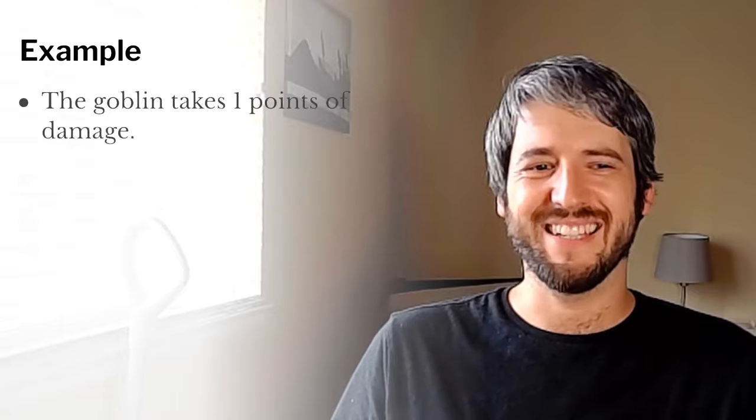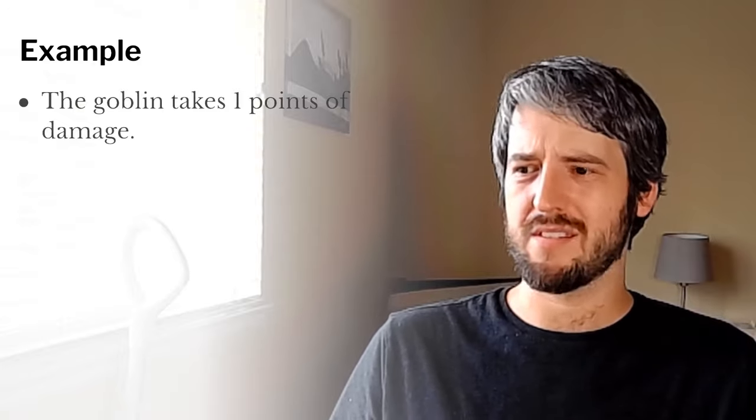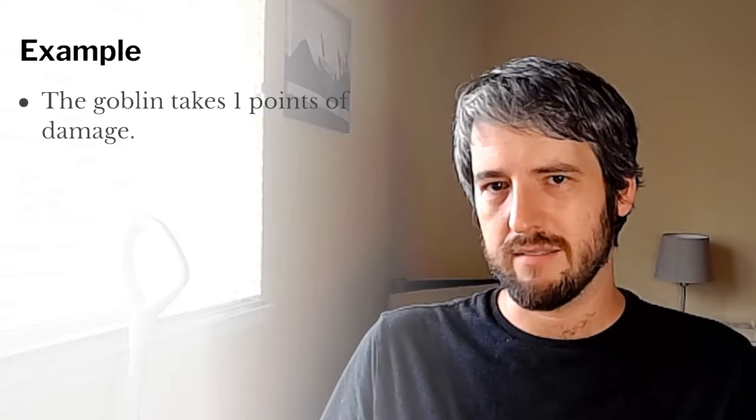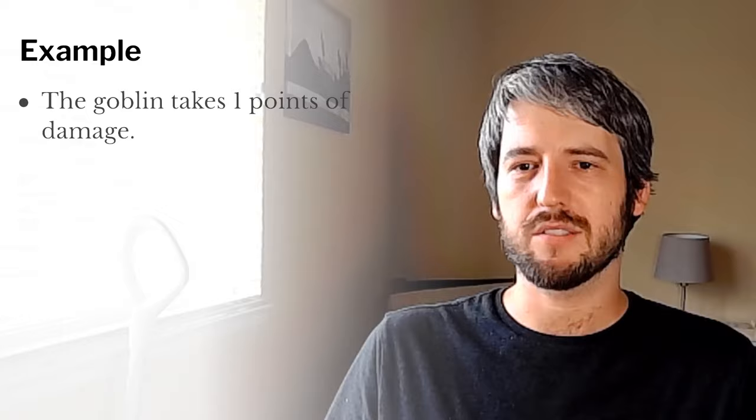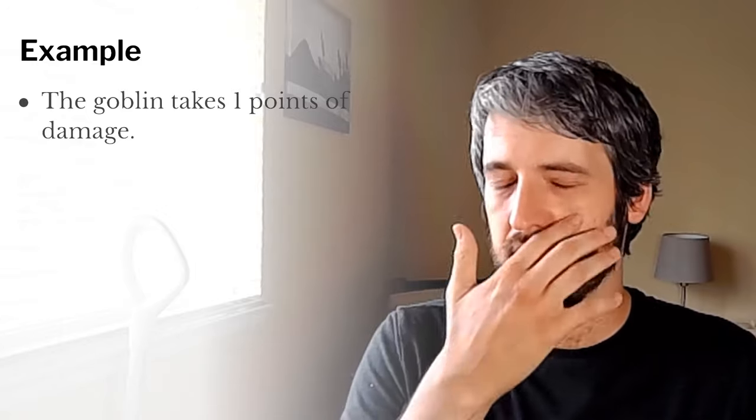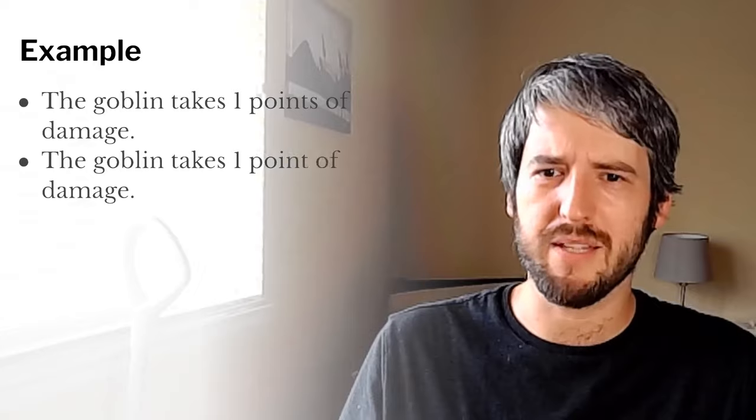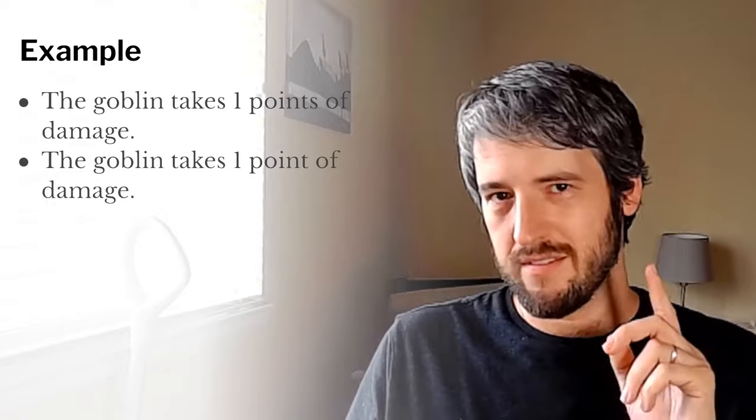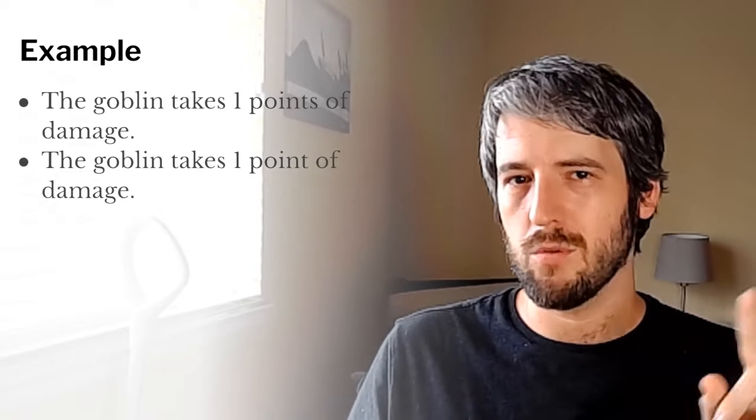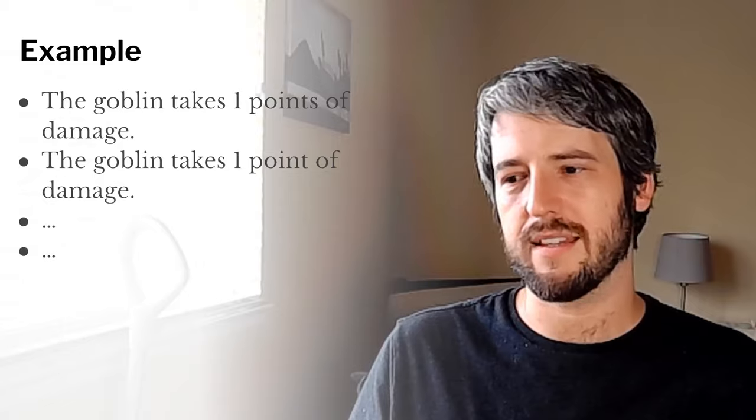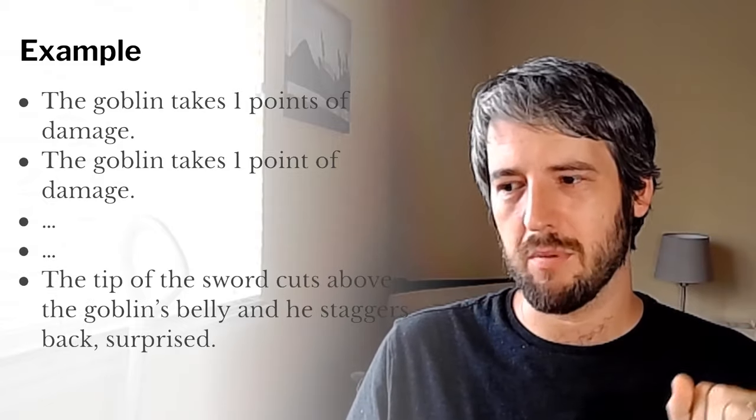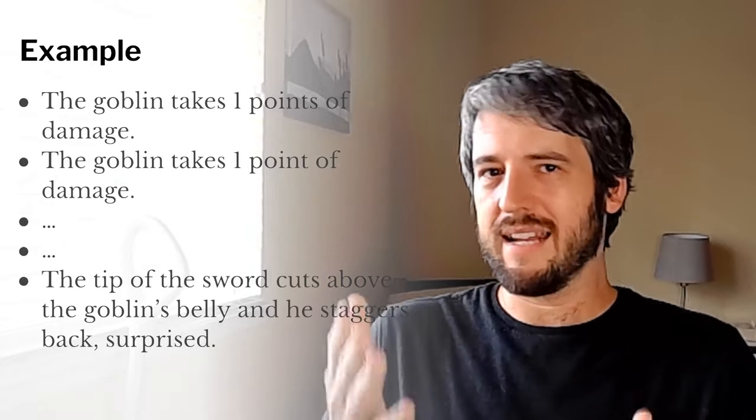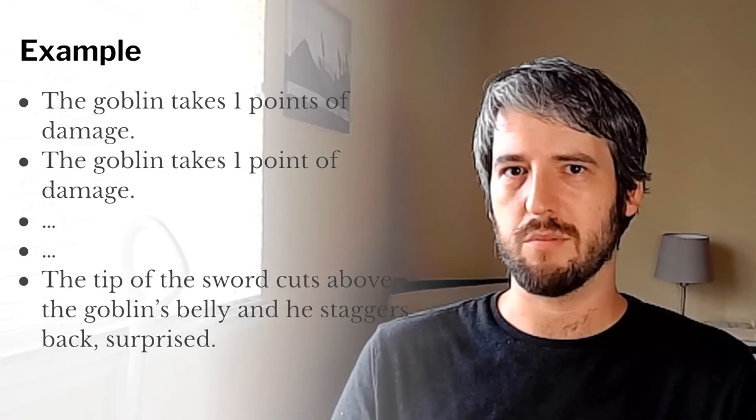So for example, "the goblin takes 1 point of damage." This is something that we still see a bit in games, and I can imagine that you're thinking Philip means something like improvement into "the goblin takes 1 point of damage," but that's not what I mean. I mean a few levels beyond that, into something like "the tip of the sword cuts above the goblin's belly and he staggers back surprised." This is even mechanically different, right? It's not just removing someone's hit points.